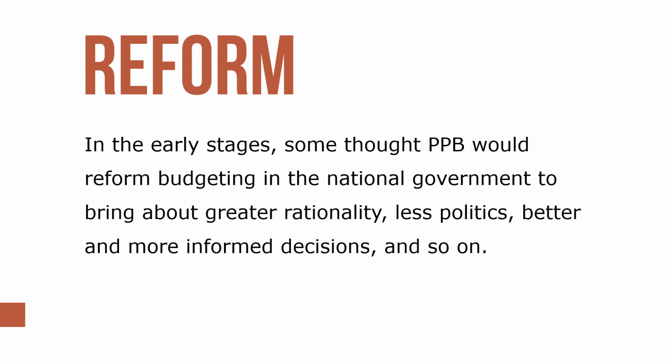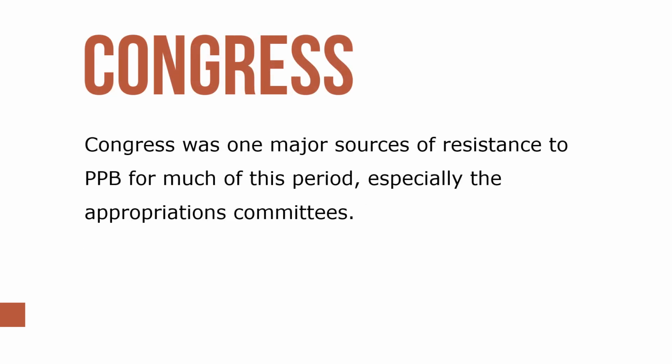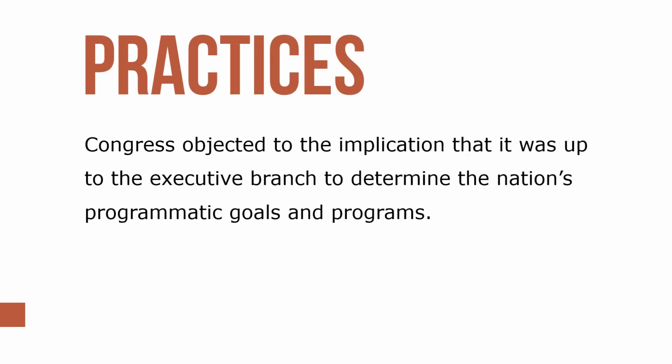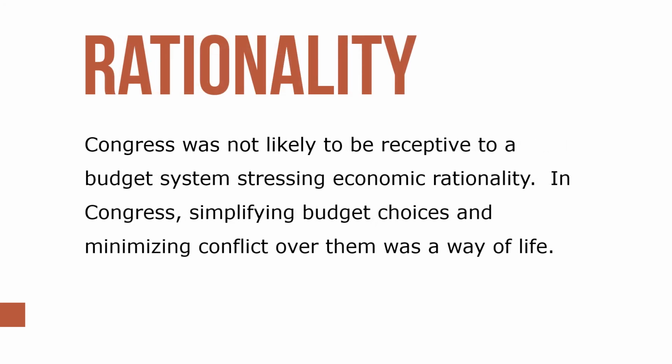In the early stages, some thought PPB would reform budgeting in the national government to bring about greater rationality, less politics, better and more informed decisions, and so on. Congress was a major source of resistance to PPB for much of this period, especially by the appropriations committees. Congress objected to the implication that it was up to the executive branch to determine the nation's programmatic goals and programs themselves. Congress was not likely to be receptive to a budget system stressing economic rationality. In Congress, simplifying budget choices and minimizing conflict over them was a way of life.